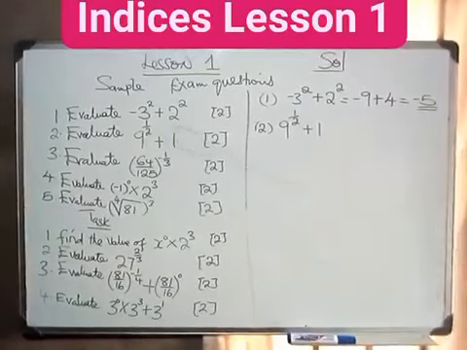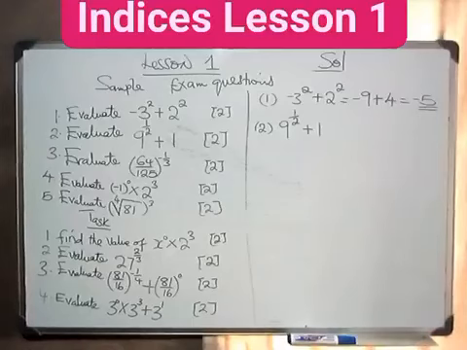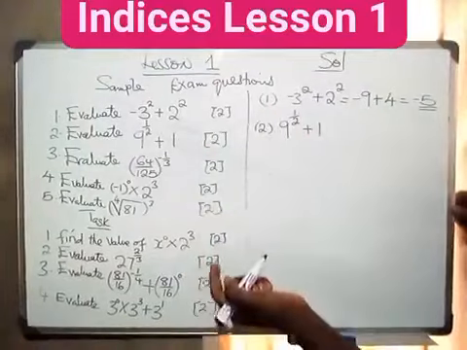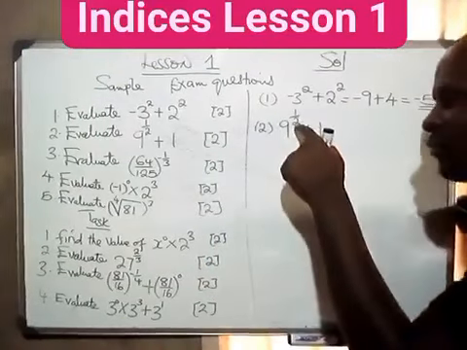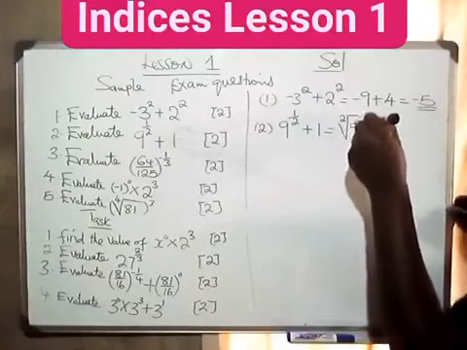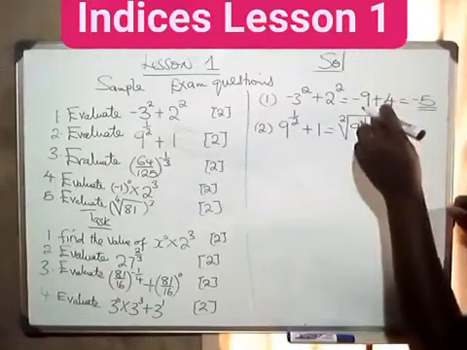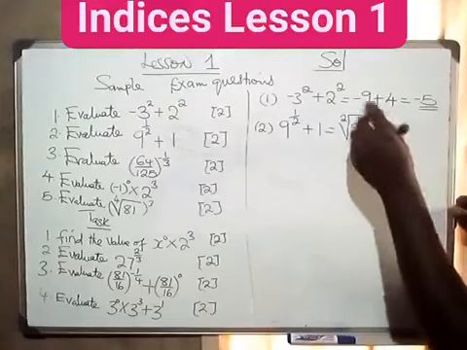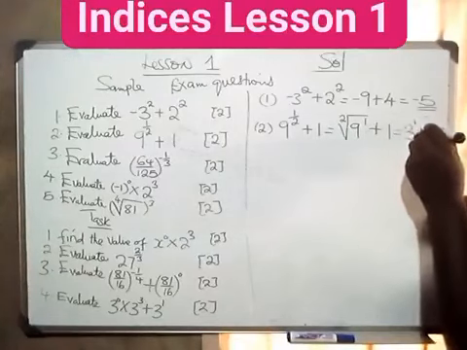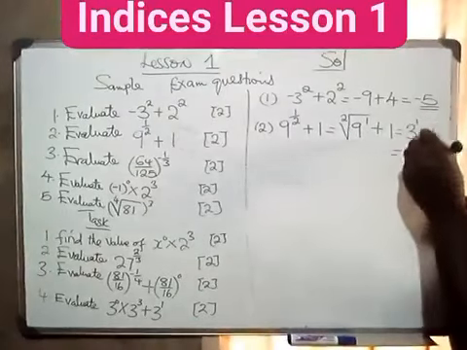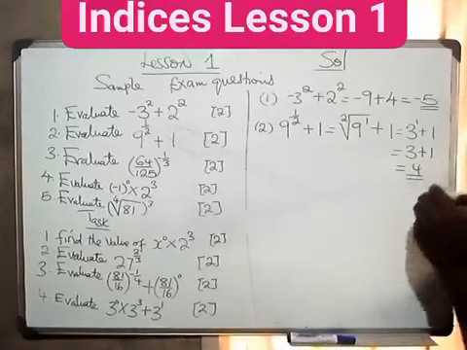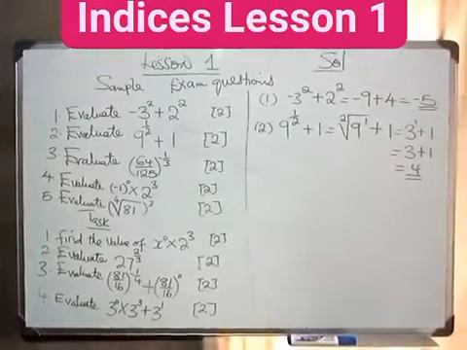So example number 2, 9 to the power 1 over 2 plus 1. We have learned that anything to the power of a fraction, the denominator of that fraction will become the root. So in this case, we are going to have the square root of 9, which is 3, then to the power 1, plus 1. This will be 3 to the power 1, which is 3, plus 1, and our answer will be 4.